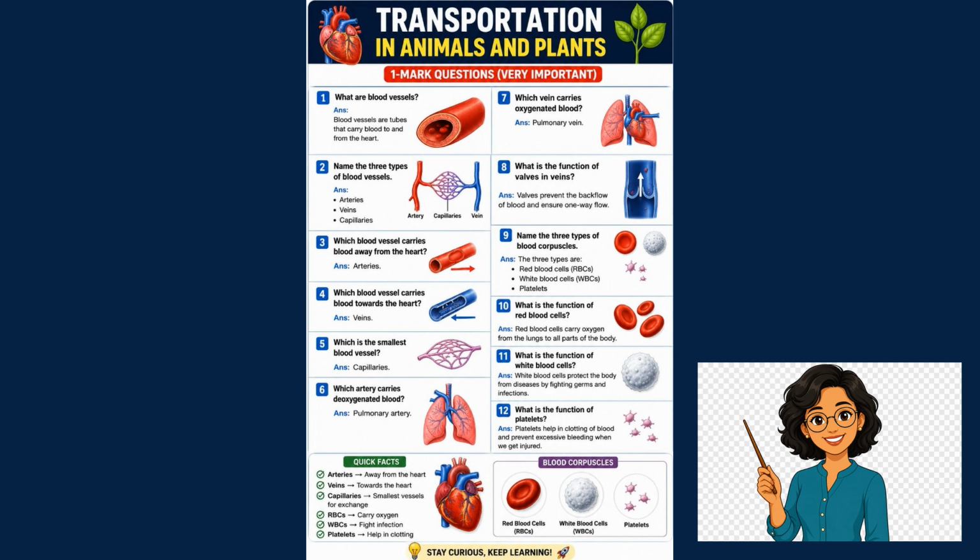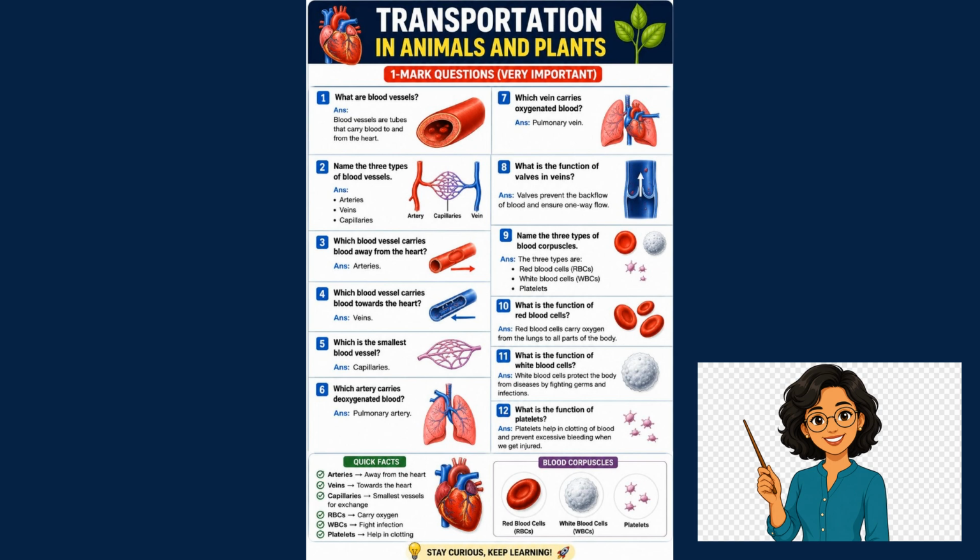The answer is, capillaries. Question 6. Which artery carries deoxygenated blood? The answer is, pulmonary artery. Question 7. Which vein carries oxygenated blood? The answer is, pulmonary vein.